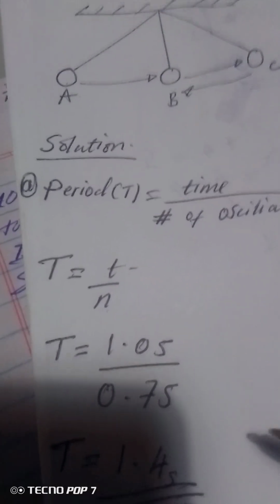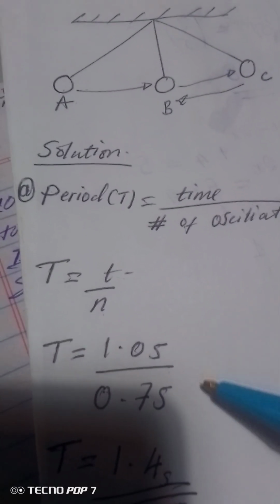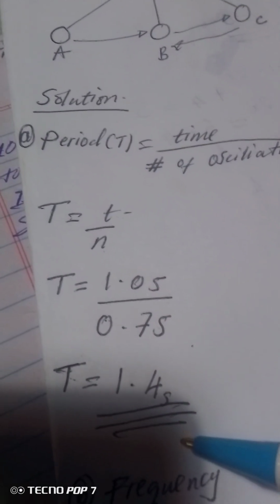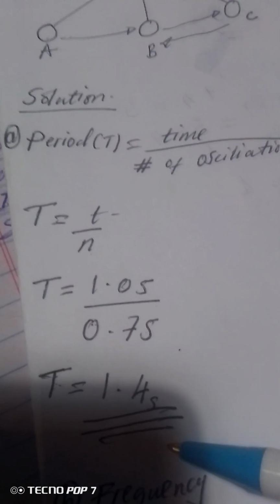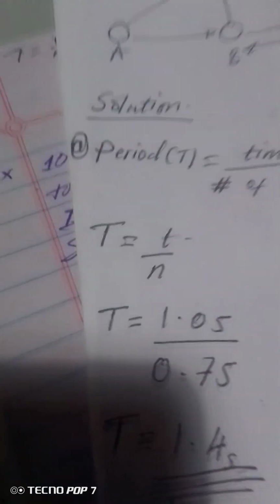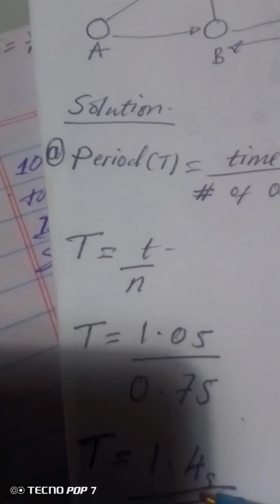Then you just divide time over number of oscillations. We have our answer in 1.4 seconds. So period is recorded in seconds. That's our answer here.